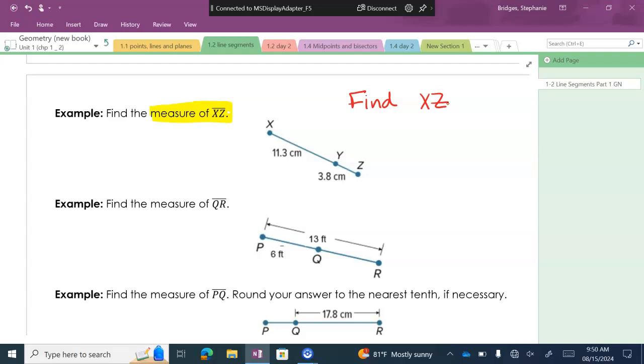Okay. So what I want you to do in that first example is tell me how long segment XZ is. How'd you figure that? So XY is one of my small segments. That's 11.3, correct? And then YZ is the other small segment. What is that one? 3.8. And so to find the big one, I would just do what to those numbers? Add them, and we get 15.1.